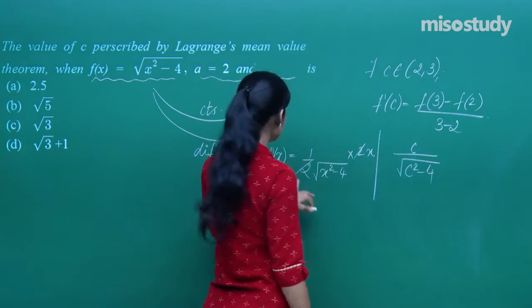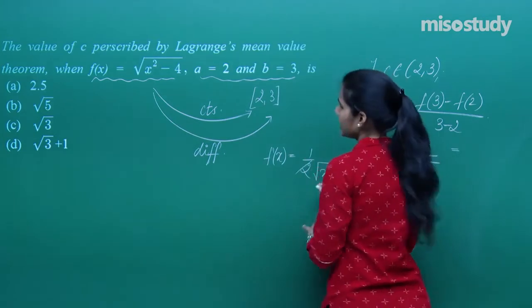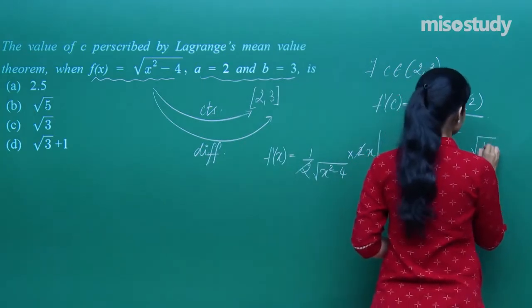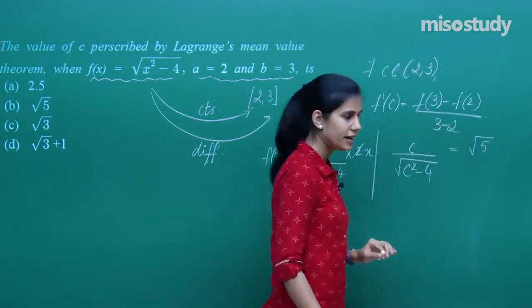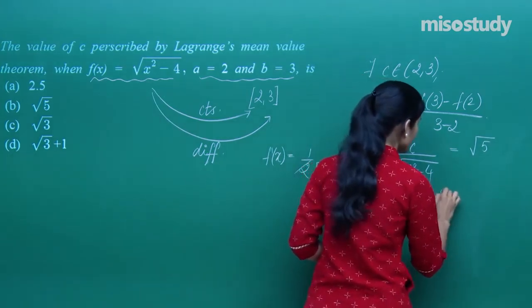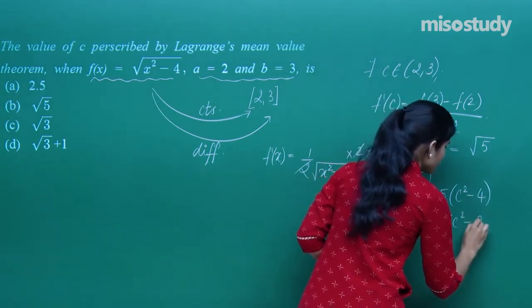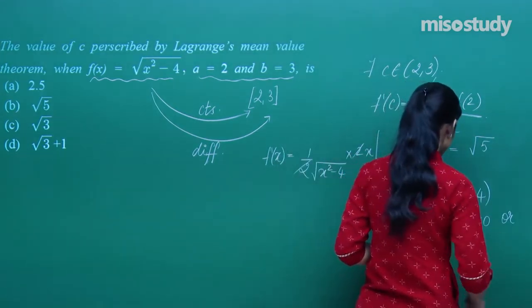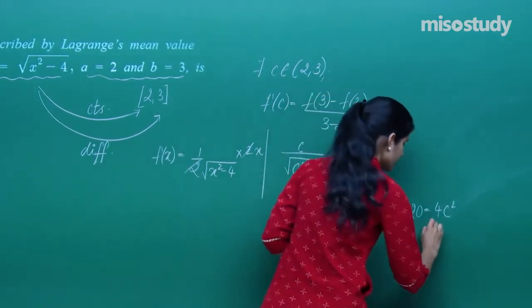Isn't it? That is what it is, under root C square minus 4, and in the numerator you have C. F of 3 is 9 minus 4, 5, so root 5 minus f of 2, f of 2 is 0 upon 1, so this is just root 5. So you get C is equal to root 5 into root over C square minus 4, or C square is 5 into C square minus 4. So C square is 5C square minus 20, right? Or what you get is 20 is 5C square minus C square. That is 4C square. C square is 5.